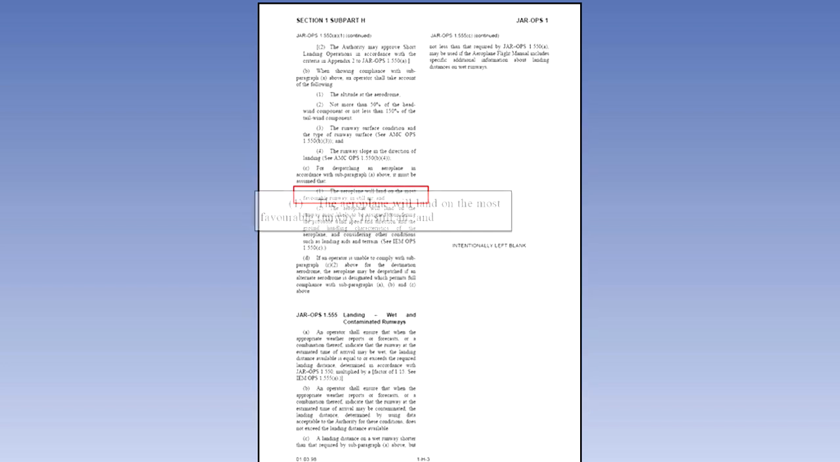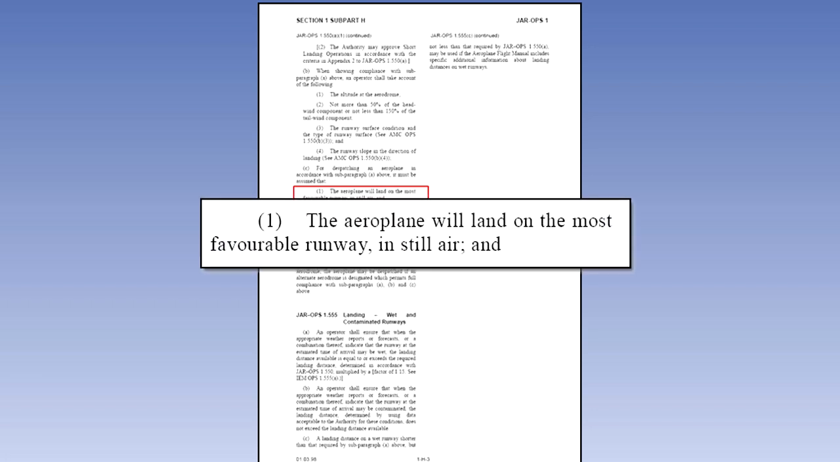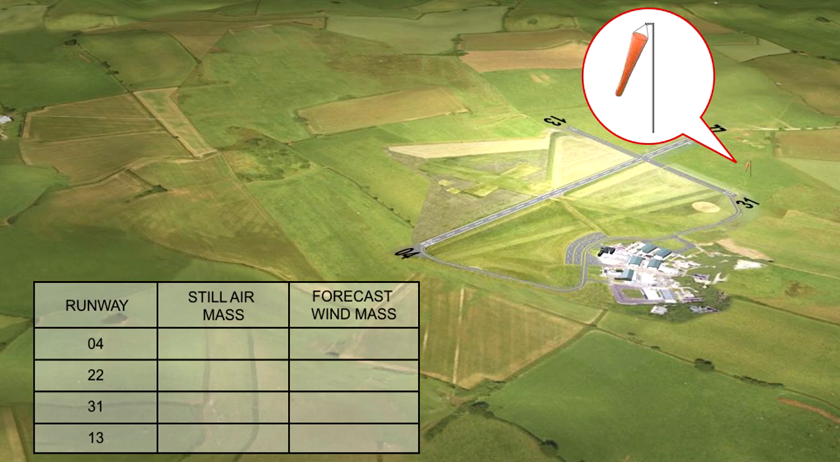The first assumption is that the aeroplane will land on the most favorable runway in still air or zero wind. This means that, assuming zero wind at the destination airfield, the runway which would accommodate the largest possible mass would be selected, since that is the most favorable runway.